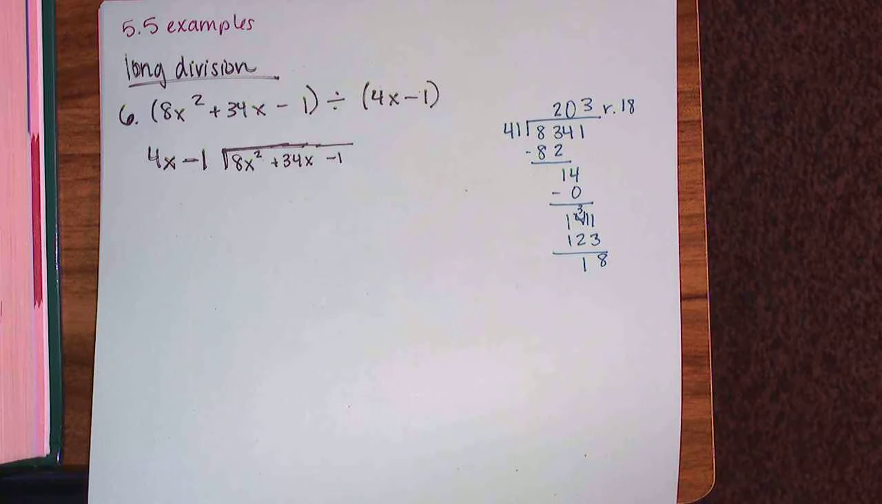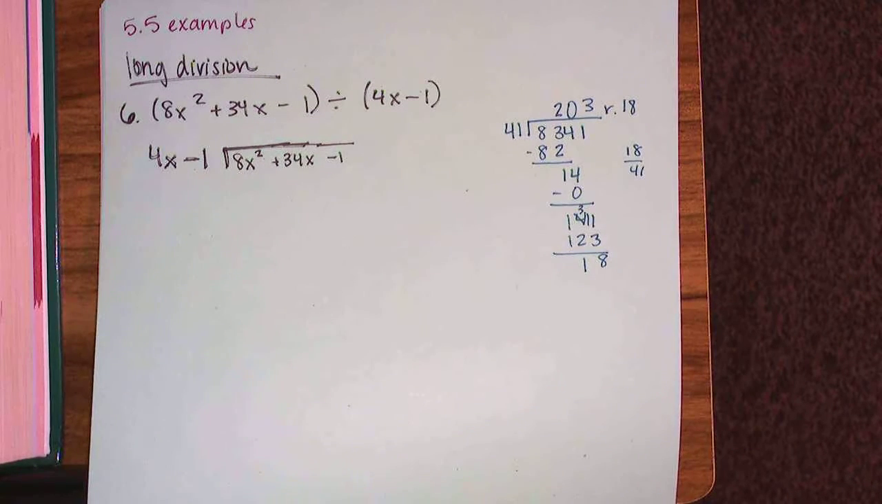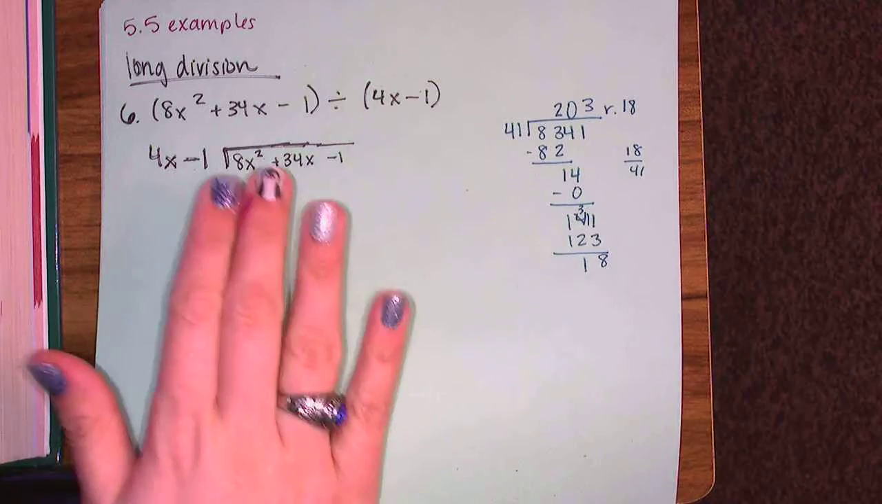Or you might have changed it to a decimal. I really don't care. But with these, we're not going to change things to a decimal. You're just going to write the remainder, but we're going to write it as a fraction. So this one, in this case, will be written as 18 over 41 for the remainder. But that's just a review of general long division. The same policy applies here.